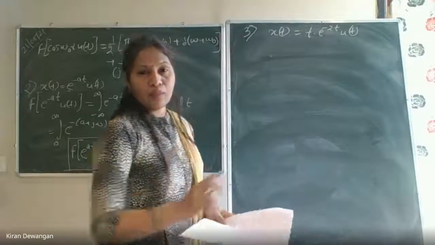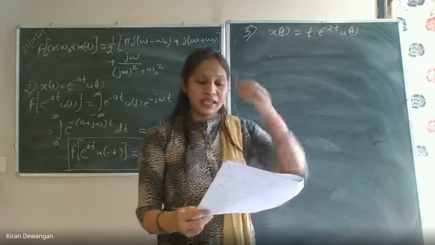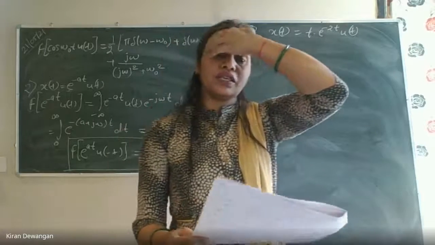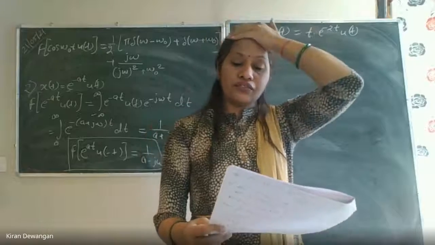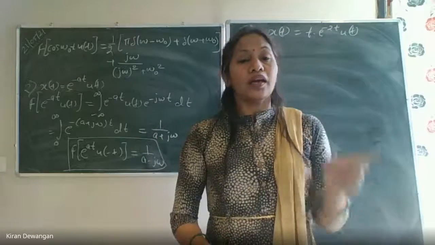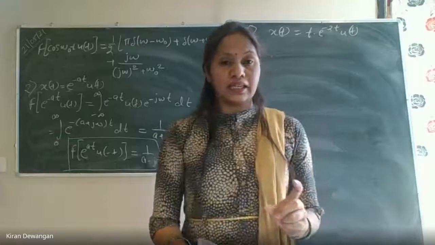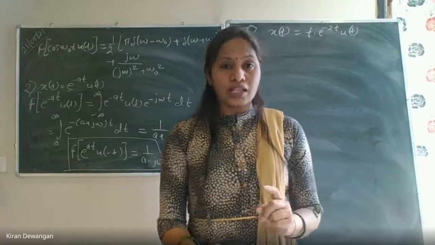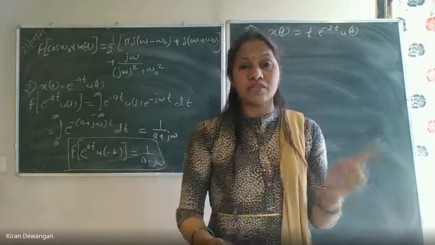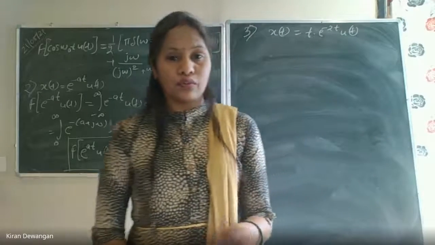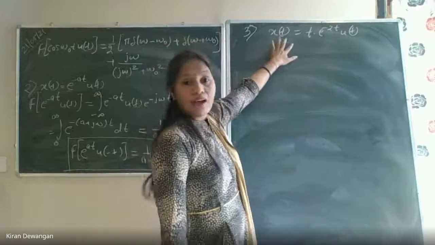Now we have one property which is known as the property of differentiation. Differentiation property. What was that? The differentiation in frequency domain. If you multiply t to x(t), अगर हम t x(t) करते हैं, we get the Fourier transform as j times d by d omega of X of omega. So that is what we have to use.